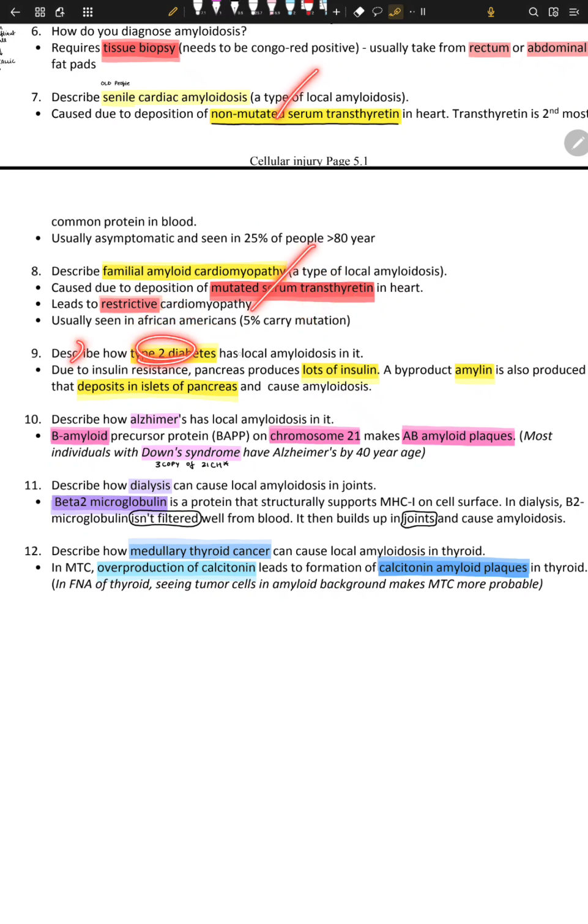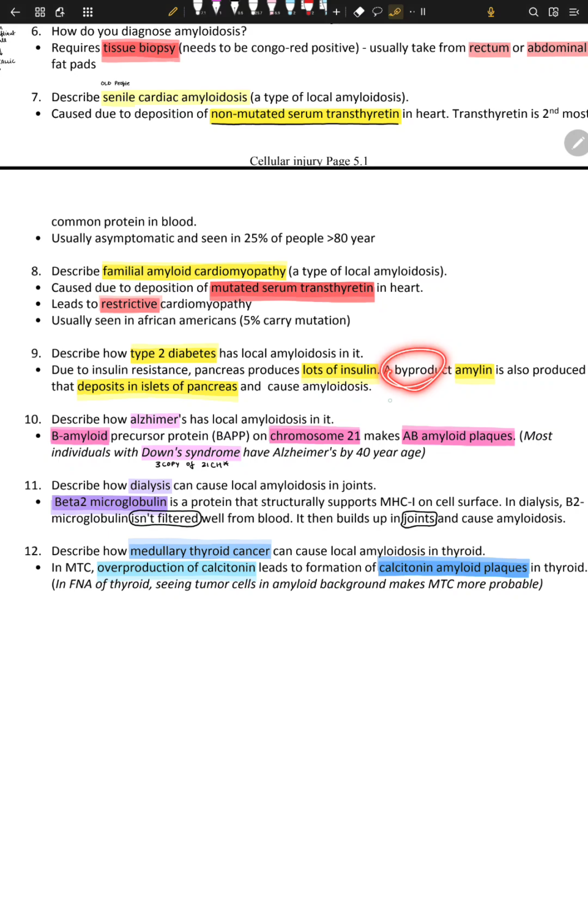Describe how type 2 diabetes has local amyloidosis in it. Okay, that's very interesting. Due to insulin resistance, so how does insulin resistance happen? Insulin resistance happens when you eat a lot every day, and this carb stimulates the pancreatic beta cells, the islets of Langerhans. With a lot of stimulation, it leads to something called desensitization of beta cells, and then insulin will not be released. So due to insulin resistance, the pancreas produces lots of insulin as a response.